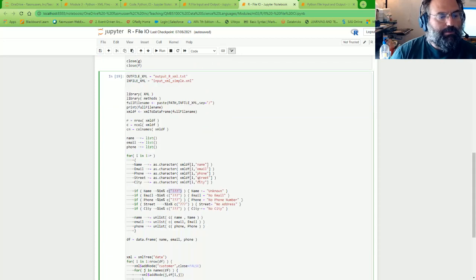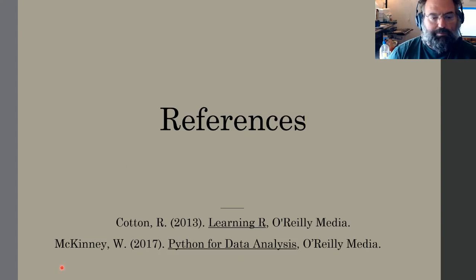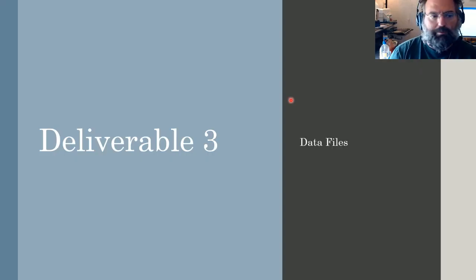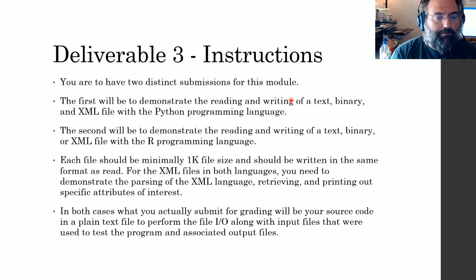So that's basically it. So with that, I'll switch back and talk very briefly about deliverable 3. Basically, what we've just talked about is pretty much what you're supposed to do. You're going to be reading and writing files in those 3 formats. Your deliverable instructions, 2 distinct submissions. The first one is to read, write text, binary, and XML in Python, and then the same thing in R.